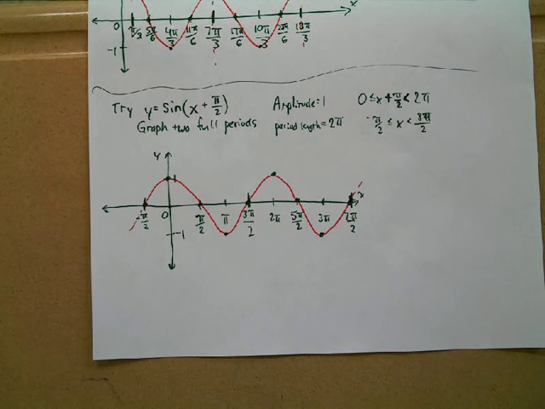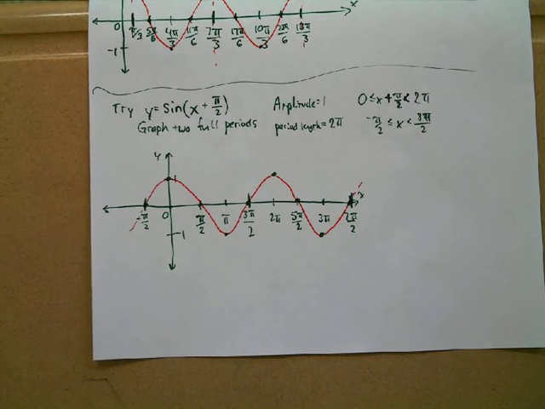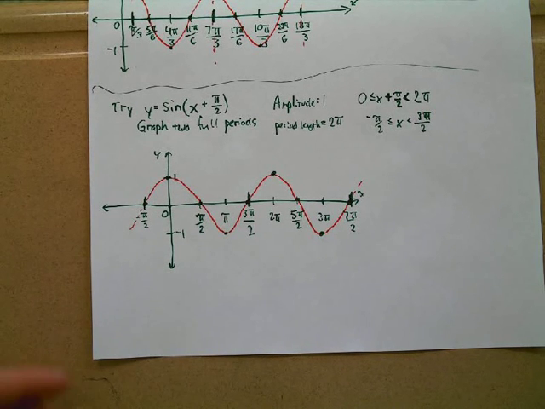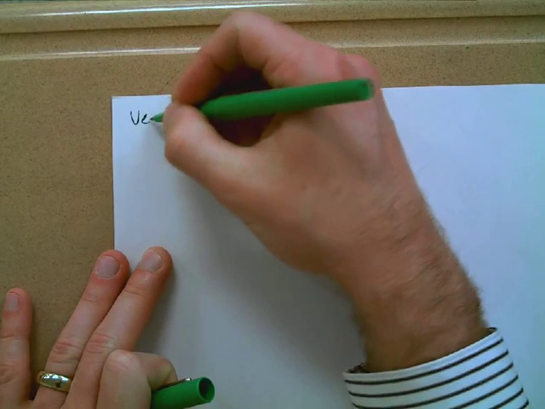Questions on any of that? It's all good? All right, then let's talk about a vertical shift, and then we'll put it all together. So, the last little bit here, a vertical shift is a little bit easier to account for than that horizontal shift. Oh, vertical change. Whoops, vertical shift, sorry. Okay, so vertical shift. What does that look like?